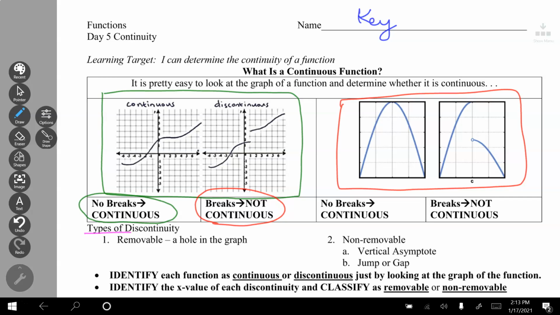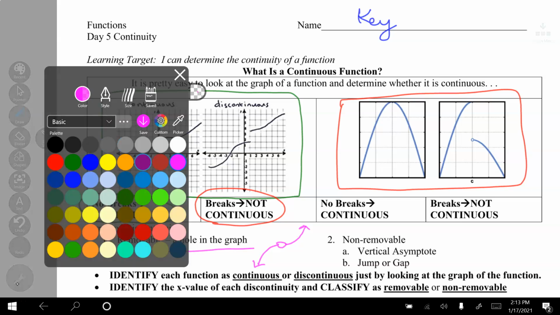One type is called removable discontinuity. It's just a basic hole in the graph, something that looks like this. In other words, if I put a dot in that spot, the graph would not be continuous. Okay, that's why it's removable. I could do something simple by putting a dot on a graph.